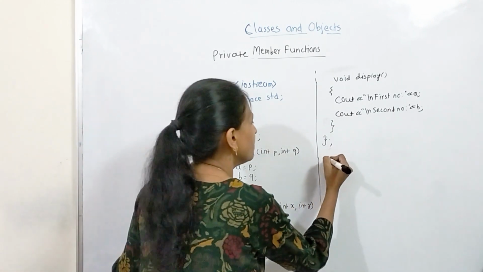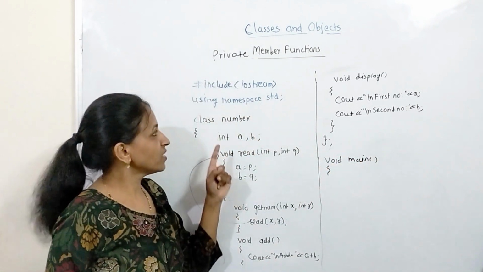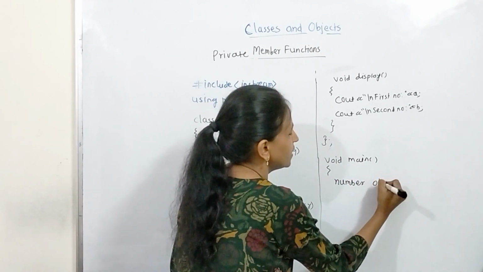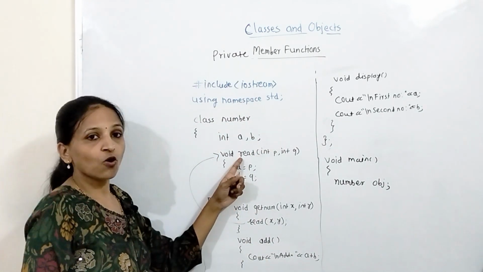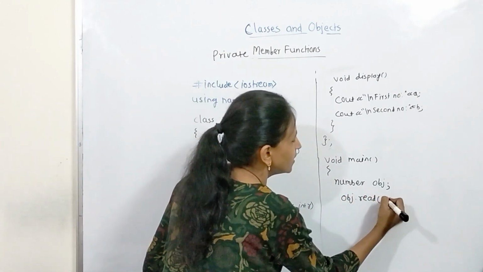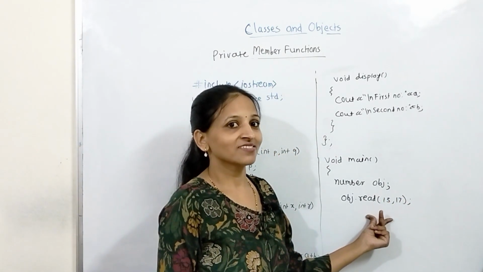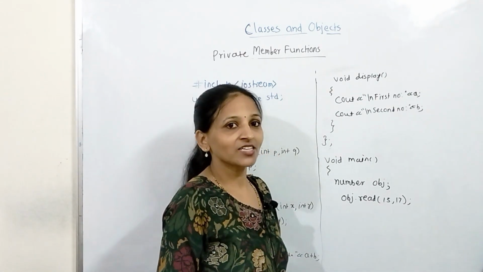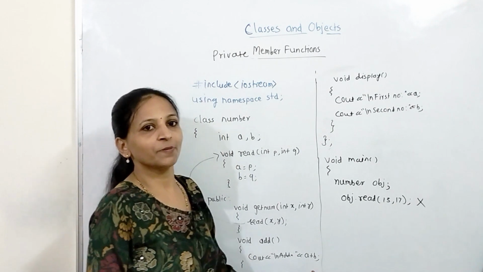That's it. Now in main what we have to do, void main. Here first we will create an object of that number class, simple number, let it be obj. Now first we have to call this getnum method. We cannot call this read directly. If we try to call it like obj dot read of 15 comma 17, of course the compiler will give you an error, because read is private, you cannot access it directly. It is not allowed. Always keep that in mind.